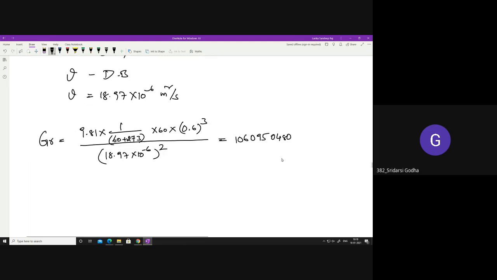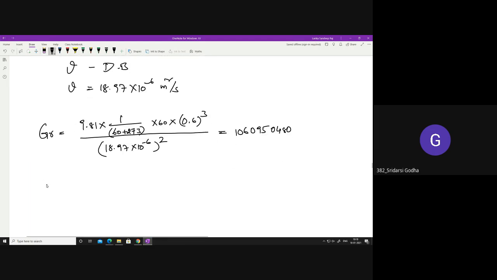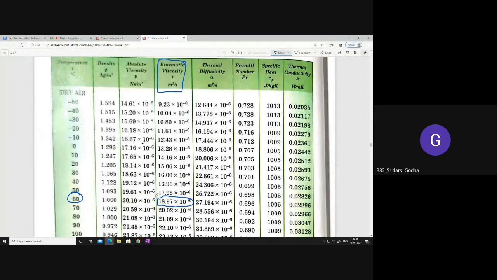And what you need is actually Grashof into Prandtl. So how do you get the Prandtl value? You have to go to the data book. In the data book at 60, what is the Prandtl value? You write it. 0.6.